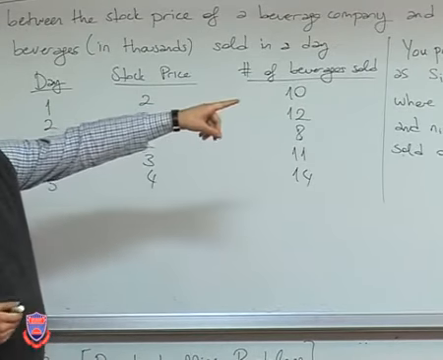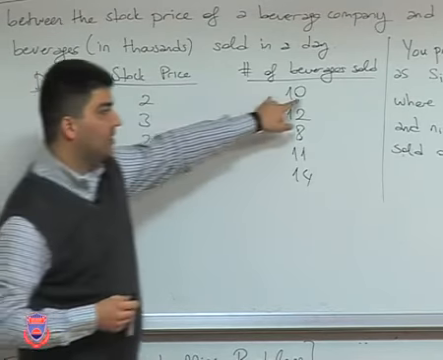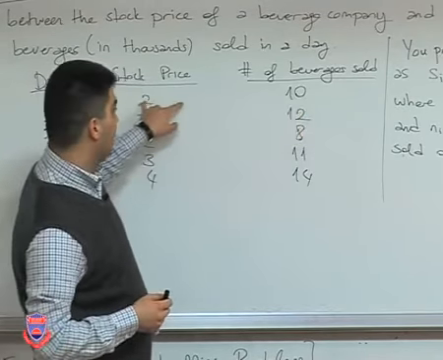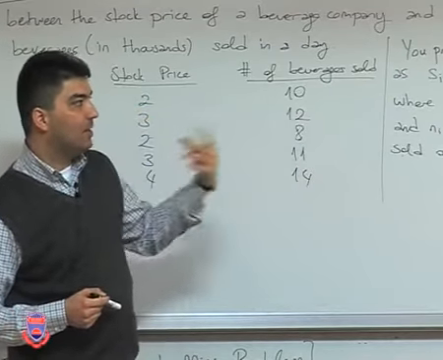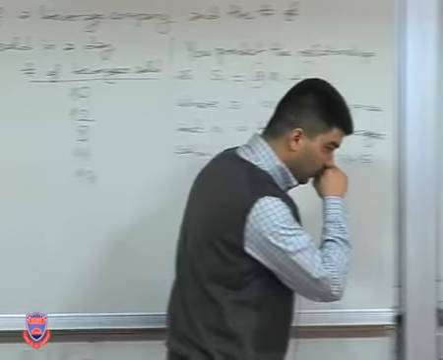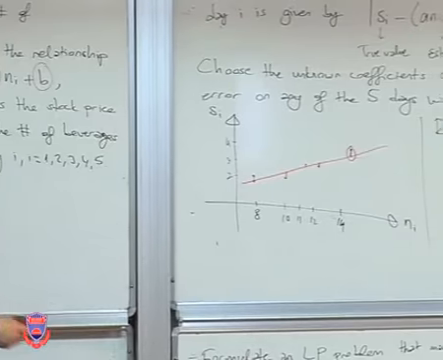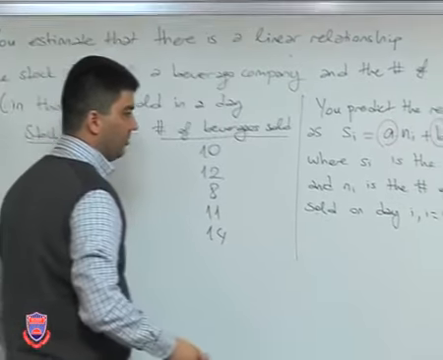Okay. So for i equal to 1, S1 is equal to 2, right? And N1 is equal to 10. So I'm going to plug S1 equals 2 and N1 equals 10 into that expression, and that's going to be my estimation error on day 1. Okay? So let's try to figure that out. Let me use the other board.